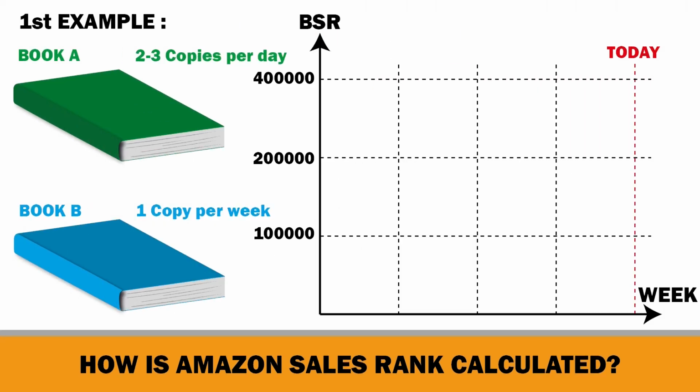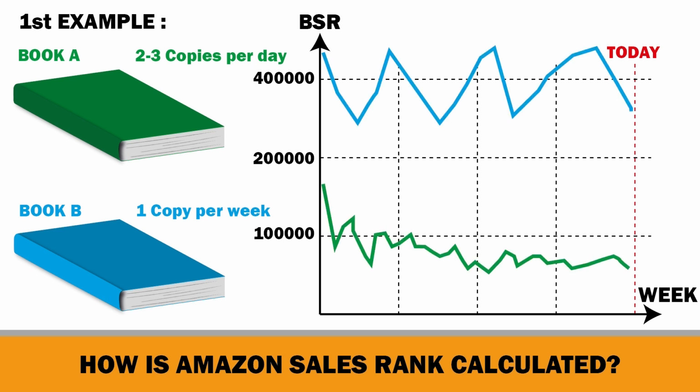First example. Imagine two books both published a month ago in the same category. The first book, called Book A, sells 2 to 3 copies per day regularly, and the second book, called Book B, sells only 1 copy per week. So normally we can expect that Book A has a lower BSR than Book B.